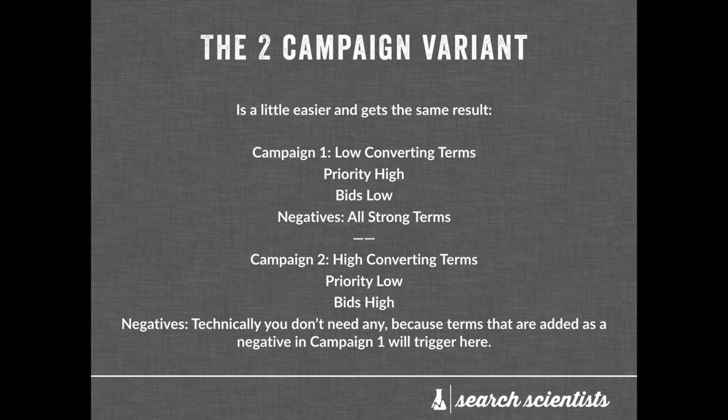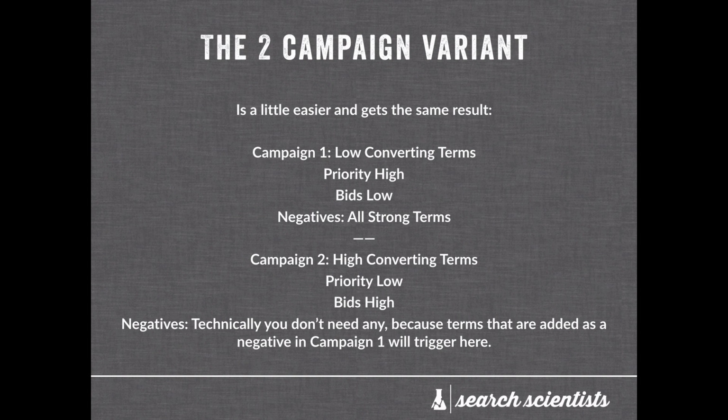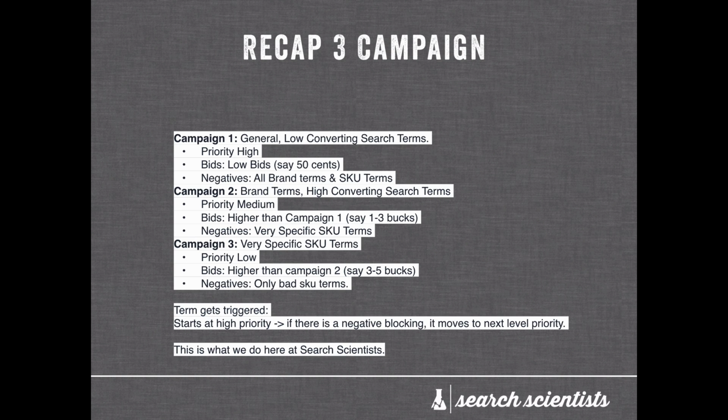Now the 2-campaign variant just basically combines campaigns 2 and 3 into just one campaign. So it's a little bit easier. It gets the exact same result. Campaign 1, low converting terms, priority high, bids low, negatives, all strong terms. Campaign 2, high converting terms, priority low, bids high. Why is this cool? Because you don't need to be constantly adding negatives to control this and funnel these things. It's actually going to use the priorities to funnel things in, and then the negatives to sculpt it on the back end. To recap the 3 campaign style, campaign 1, campaign 2, and campaign 3, I'll pause here.